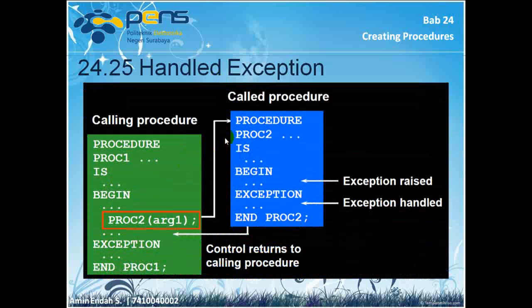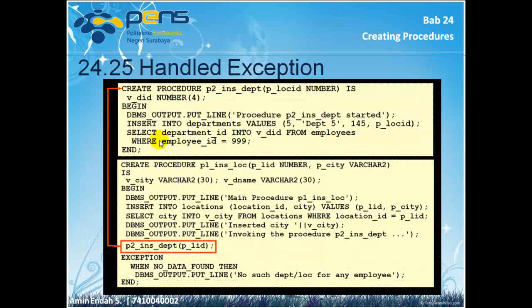Handled exception. This is the handled exception: calling procedure proc1 calls proc2 with argument 1. Procedure proc2 is begin, exception, and end proc2. Control returns to the calling procedure, and this is exception raised, exception handled. Create procedure p2_ins_dept (pid in number, pname in varchar2). Begin DBMS output line procedure 2 ins department started. Insert into departments values 5, department 5.